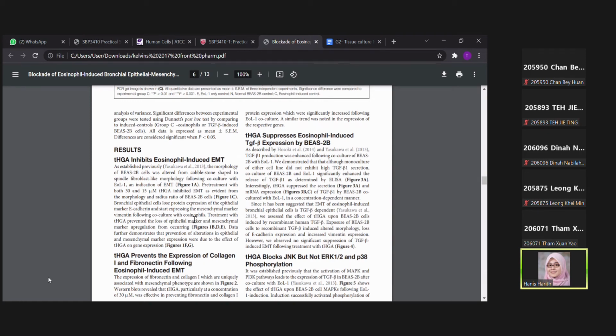EMT markers. So they will see reduction in E-cadherin and increase in vimentin. So it's also explained there, bronchial epithelial cells lose ECAD and start expressing vimentin following co-culture with eosinophils. Okay, so once they have established this, only then they can look at the effects of THGA. Is that clear?